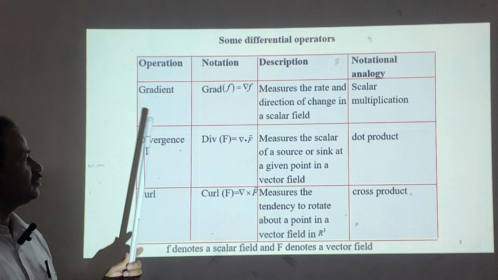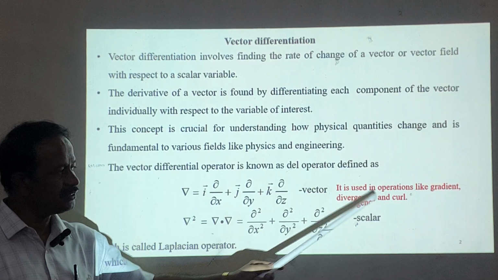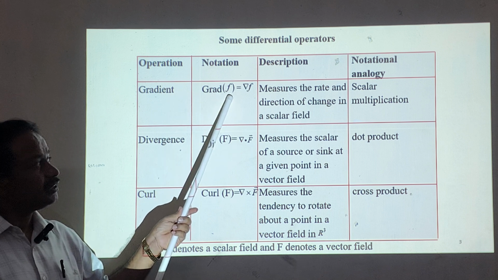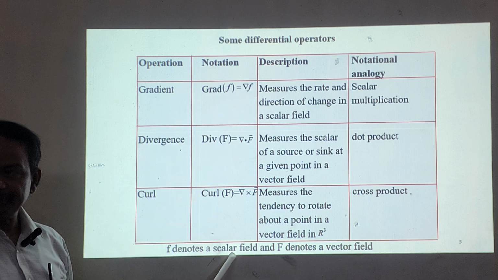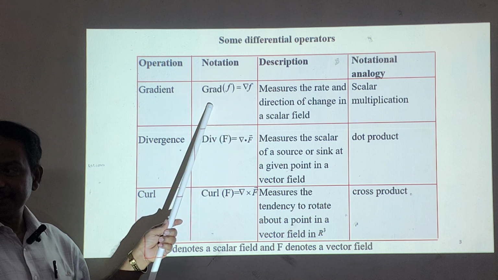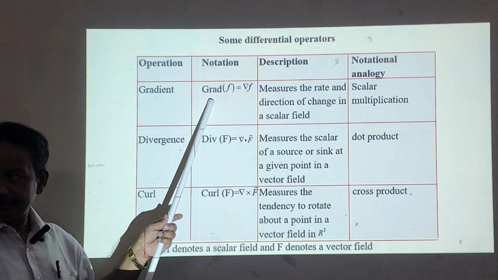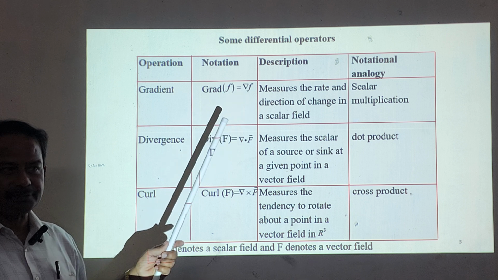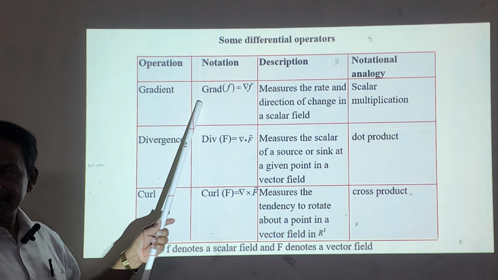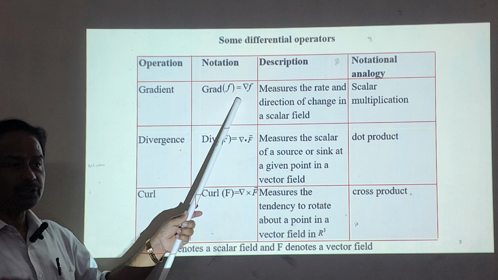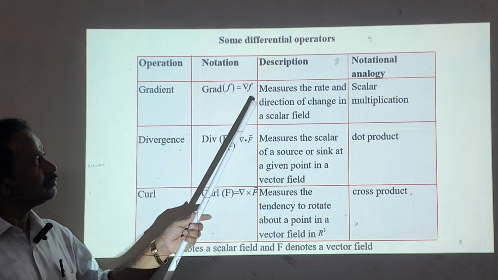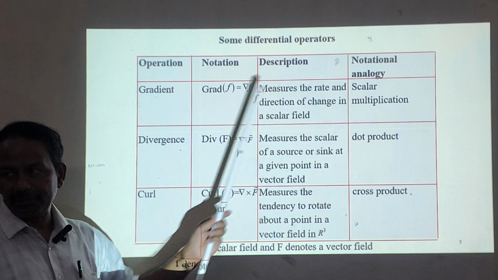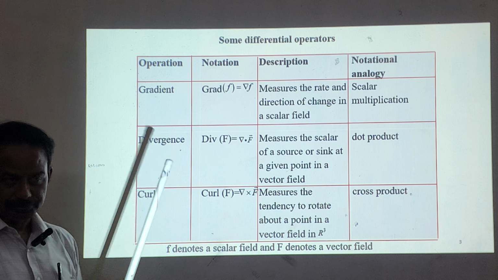Some differential operators. As we discussed, gradient, divergence and curl with del. Gradient is expressed as grad f, where f is a scalar field. So this is called gradient, abbreviated as grad. Grad f is nothing but del f. I repeat, gradient, grad f, is equal to del f. It measures the rate and direction of change in a scalar field.